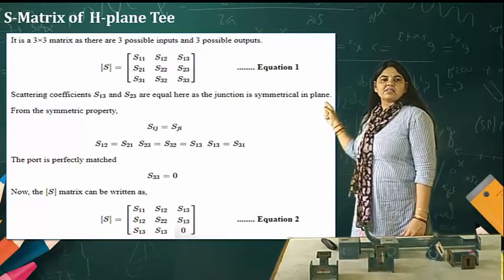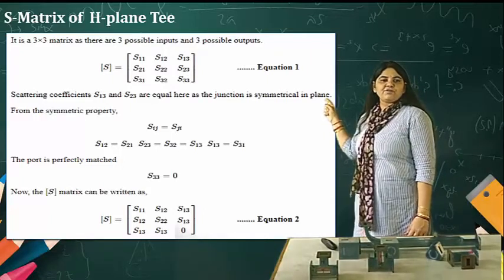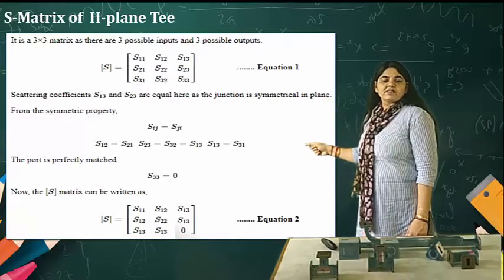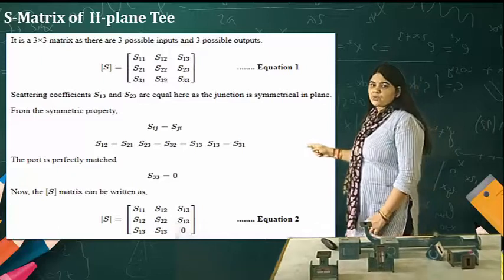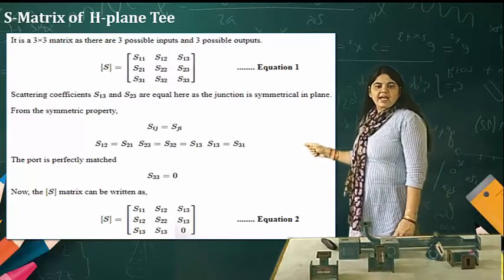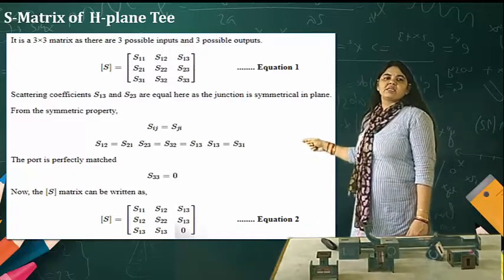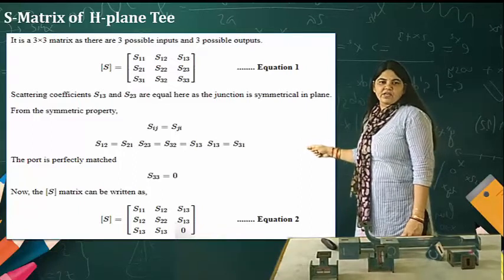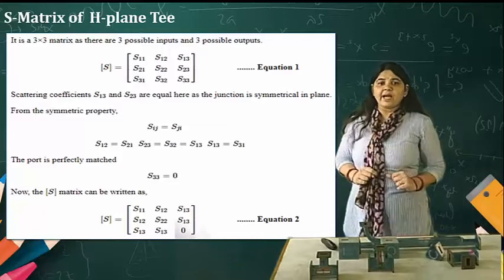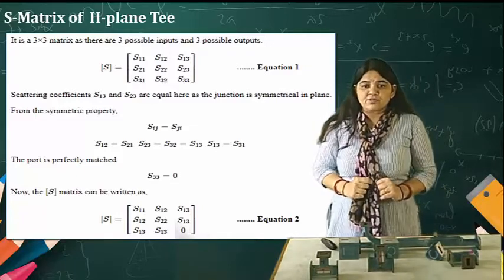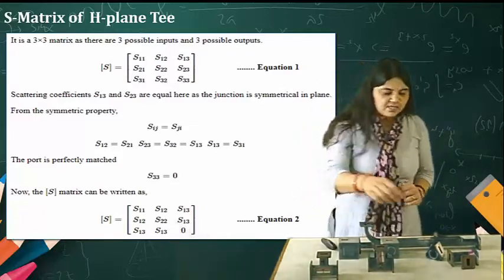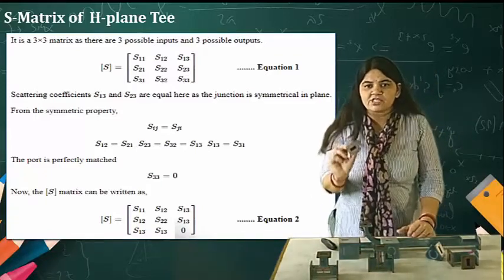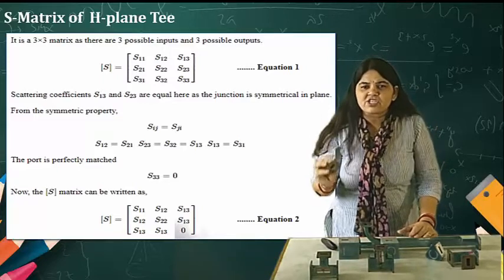Here, as the junction is symmetrical in phase, from this property we may write S12 is equal to S21, S23 is equal to S32, and S13 is equal to S31. Now again, you know that we match with the perfect load. This is what I said last time, it is the magic T. Fine, it is the matching load.